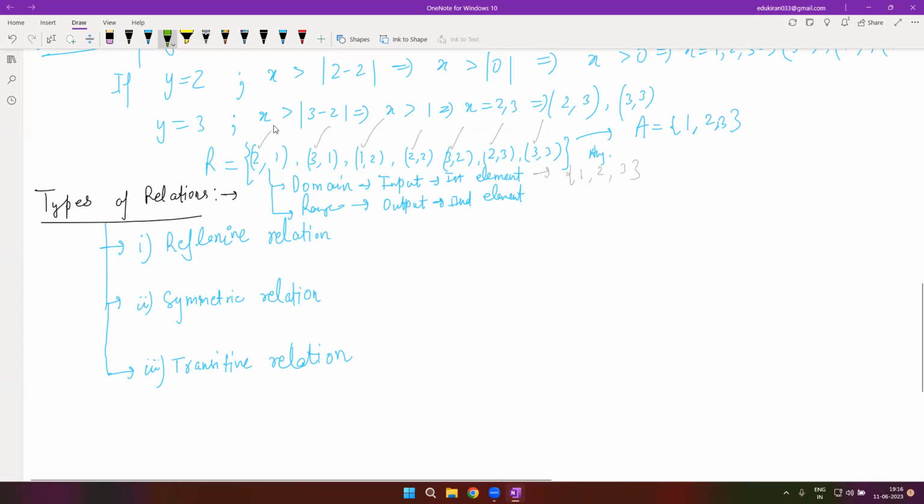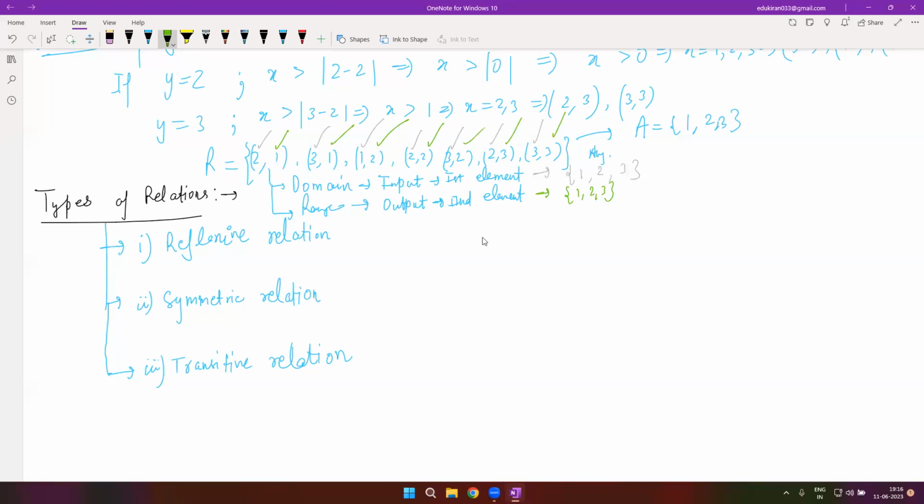So in this case, these are my outputs. But again, the set of outputs is also 1, 2, 3, right? So when I say that every element should reflect itself, now coming back to the reflexive relation, what is a reflexive relation? We are saying that every element should reflect itself. It means that every input should have the same output as well. I mean, if 1 is the input, then 1 should be the output. If 2 is the input, then 2 should be the output. If 3 is the input, then 3 should be the output.